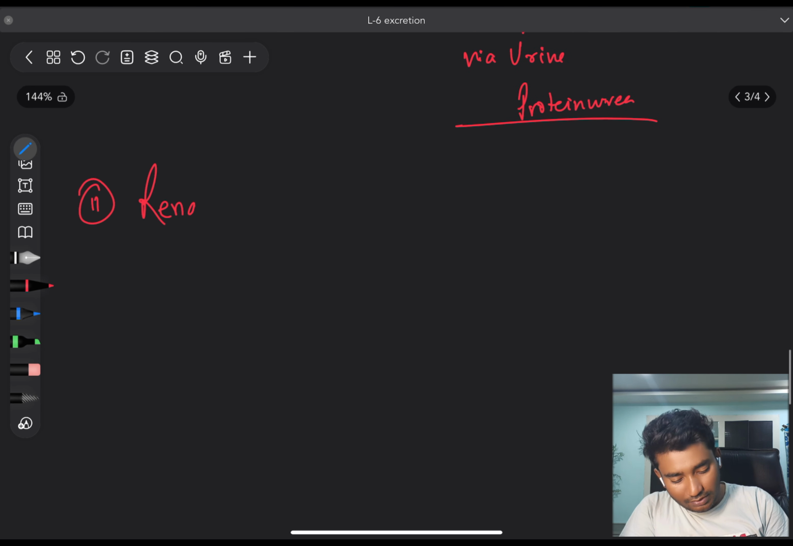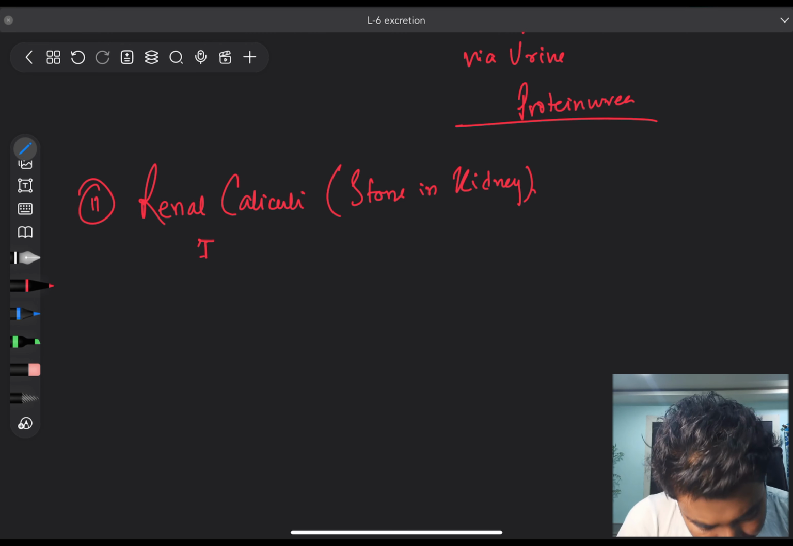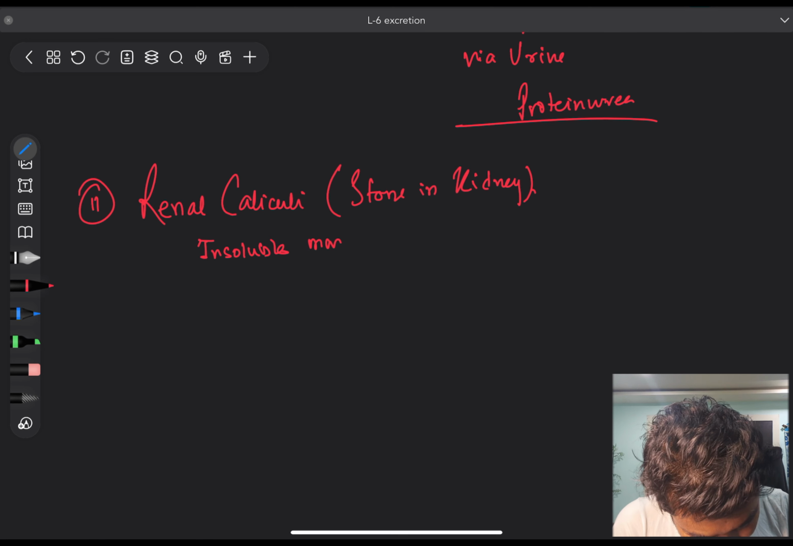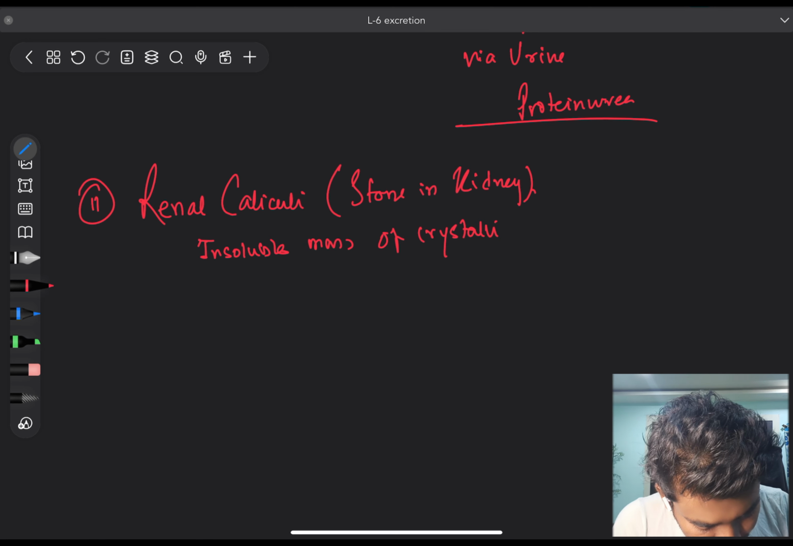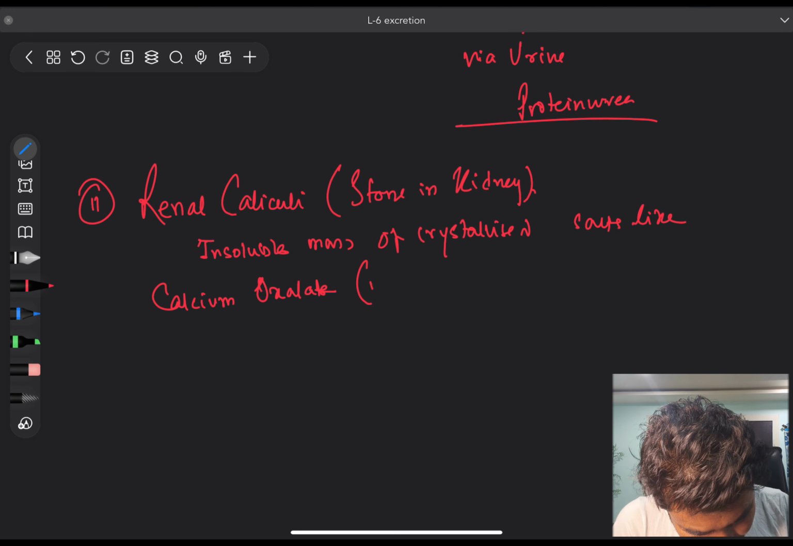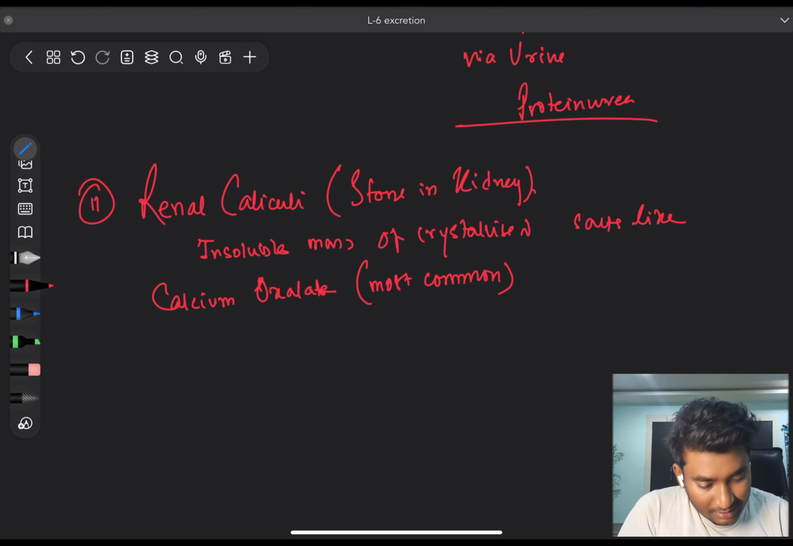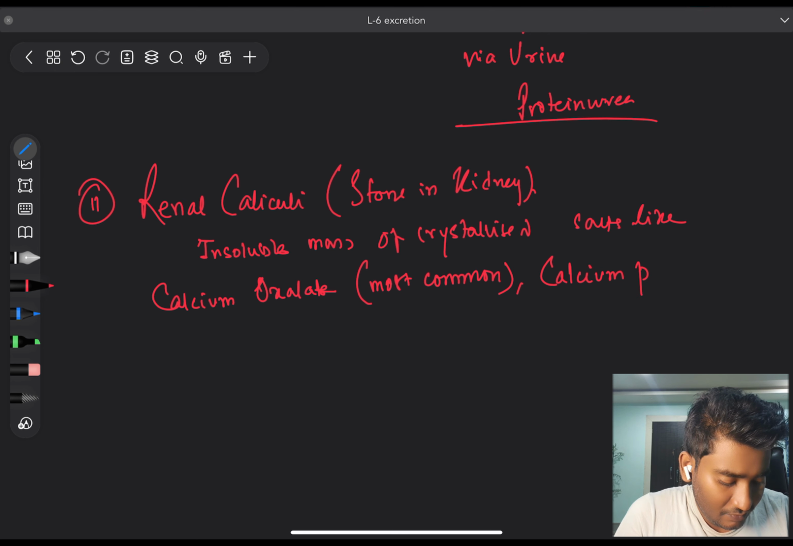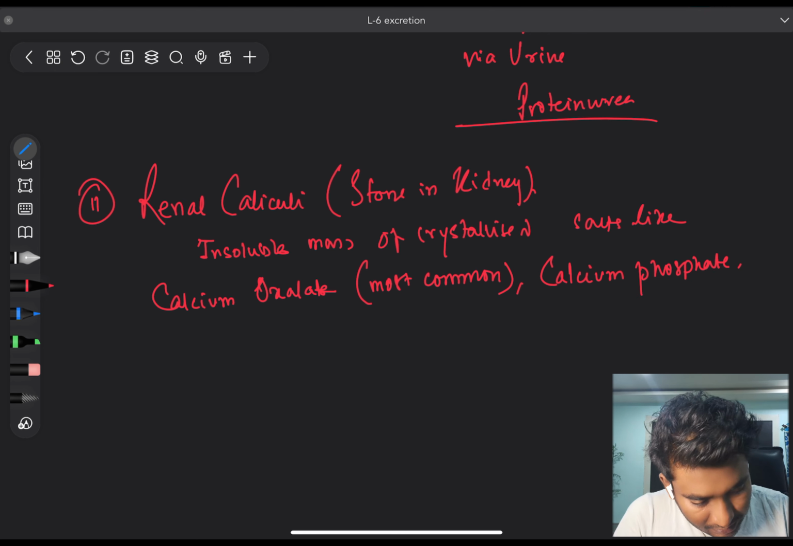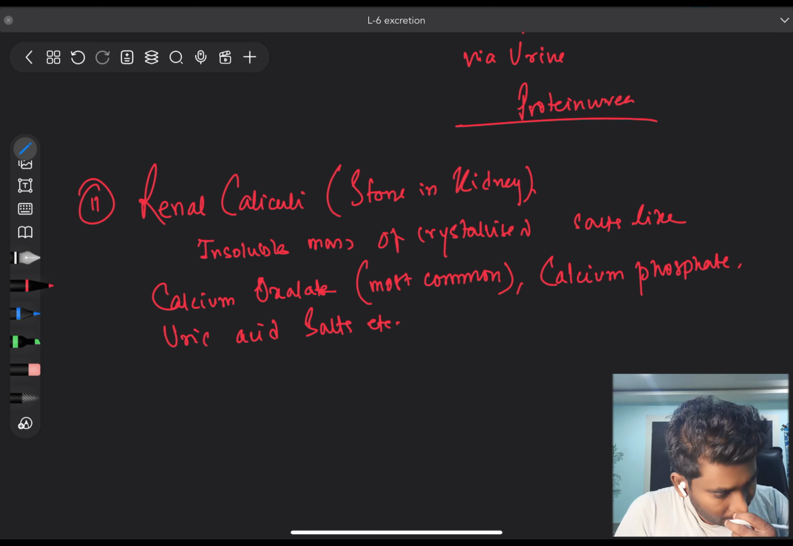The next one is the stone of the kidney. It is called the renal stone, renal calculi, or the stone in the kidney. It is an insoluble mass of crystallized salts like calcium oxalate. The most common is calcium oxalate, then calcium phosphate, uric acid salts, etc., formed in the kidney.